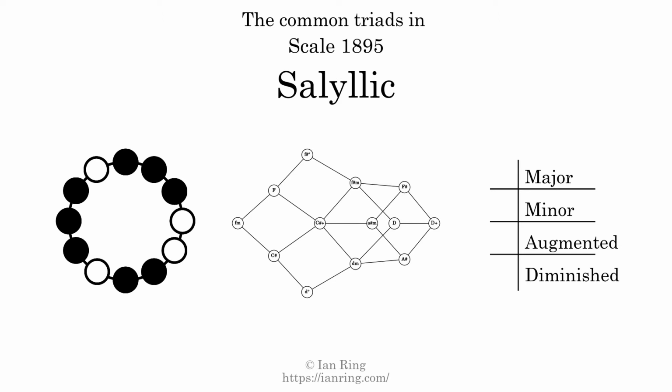Here are the common triads present in this scale. The diagram in the center is a graph of parsimonious voice leading between triads. There are 5 major triads. There are 4 minor triads. There are 2 augmented triads. There are 2 diminished triads. Here is a Hamiltonian path of parsimonious voice leading that uses all the triads.